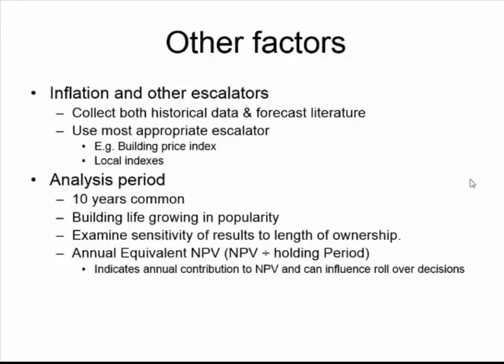Related to getting our period right is also the importance of looking at the sensitivity of the results to the length of ownership. If it turns out that our property works if I hold the property for 5 years, it doesn't work if I hold it for 10, or vice versa, then that will be saying something about how robust my investment is. One tool that you can use to overcome this sensitivity to the analysis period is the annual equivalent net present value. And that's simply the net present value divided by the holding period.